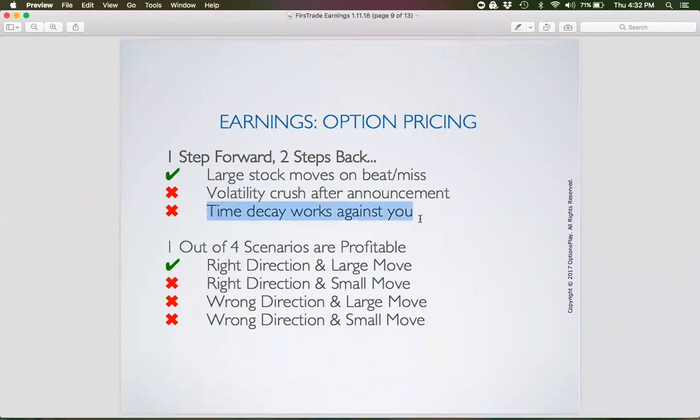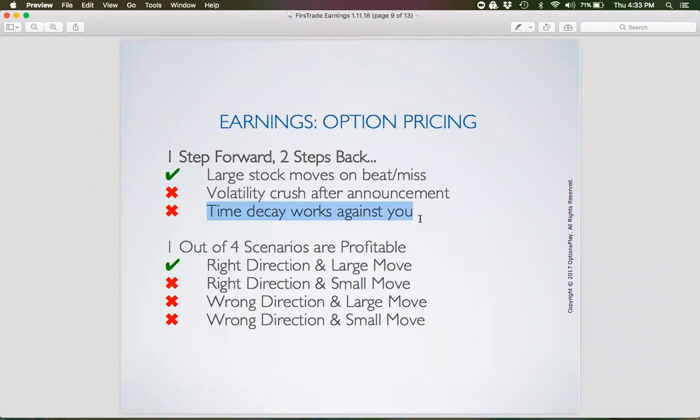Every single day you hold on to a long option, it decays in value as time goes by. So these 2 factors of volatility and time are always working against your directional move that you're expecting in the underlying stock.